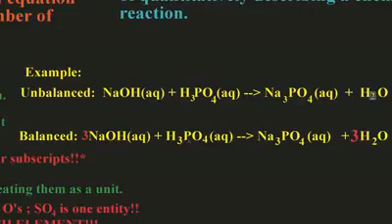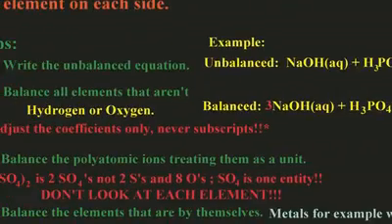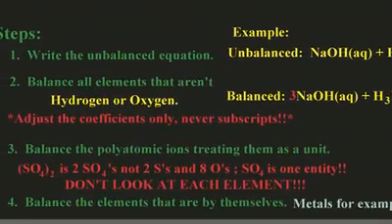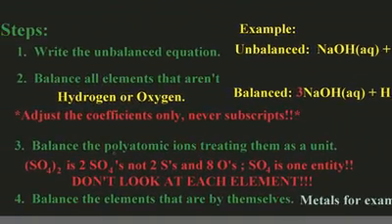So then we look for any free metals or elements that are by themselves. So we did the polyatomic ions, treating them as one unit. Very important. Don't look at each element individually. Only look at it as a unit. So SO4 subscript 2 means there's 2 SO4s, not 2 sulfurs and 8 oxygens. All right? Makes things a lot more complex that way.